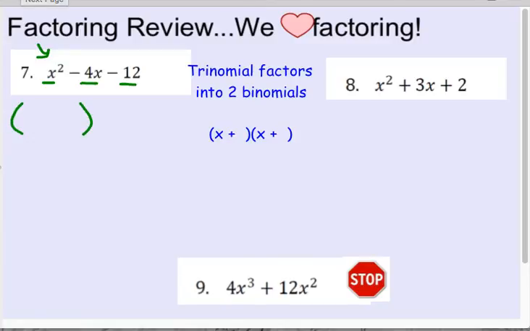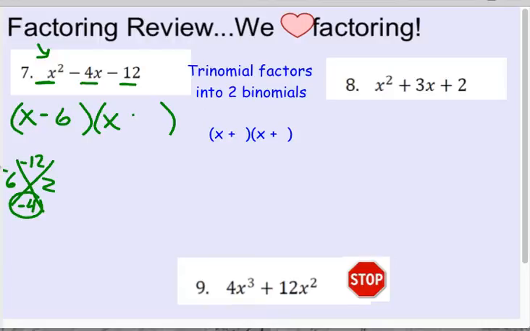Factoring this, being a general trinomial, it's just 1x squared, so it's x and x. Now I need factors of negative 12 that add up to negative 4. Well, factors of 12 are 6 and 2. It'd be a negative 6 and a positive 2. They add up to the negative 4, but when I multiply them, I get negative 12. So it's x minus 6 and x plus 2. Those are my 2 factors. So I went from a trinomial, a general trinomial, to multiplying 2 binomials.